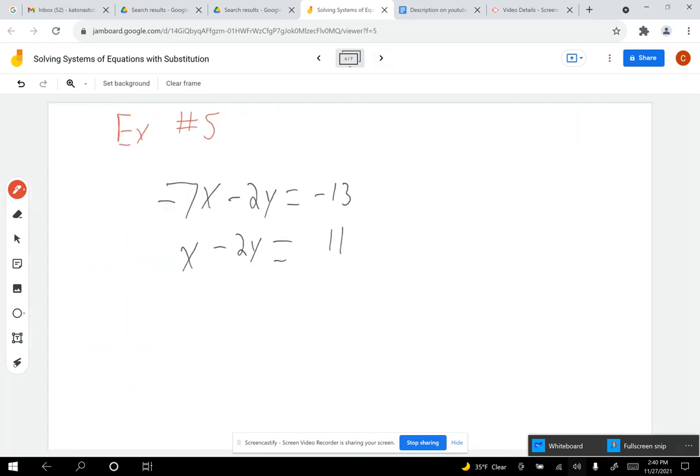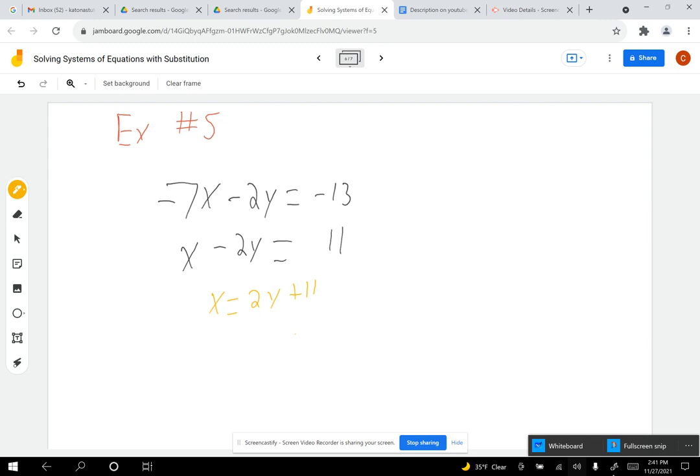Last problem set. Now, we were not nice. We have to manipulate the equation, so I'm going to do it in yellow. I think the easiest way to do this is just to add 2y to the other side. So I'm going to do x equals 2y plus 11. I obviously just added 2y to both sides to cancel out negative 2y, and I'm left with x by itself.